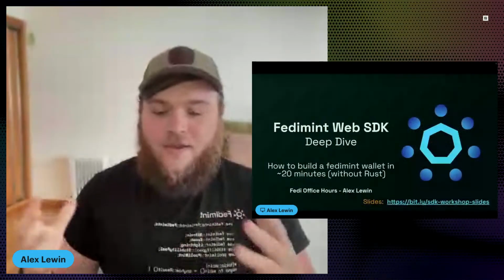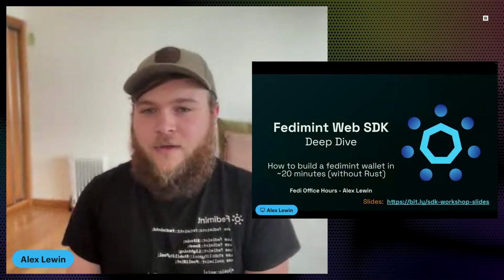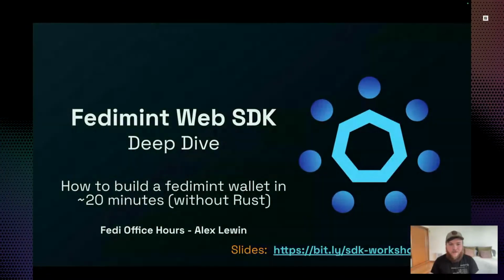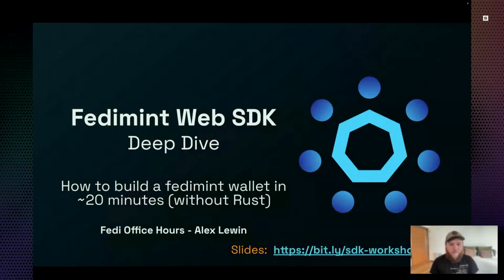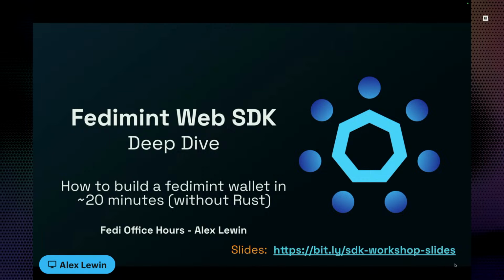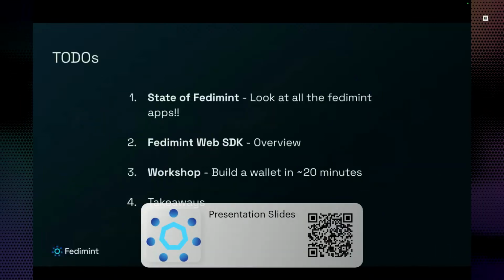So we're going to do a deep dive into the Fedimint Web SDK. As a part of this deep dive, we're going to build a Fedimint wallet from scratch together in about 20 minutes without writing a single line of Rust. If you want to follow along with the slides, feel free. You can access the slides at bit.ly/sdk-workshop-slides. There will be other opportunities to scan this as well. But without further ado, let's get started.